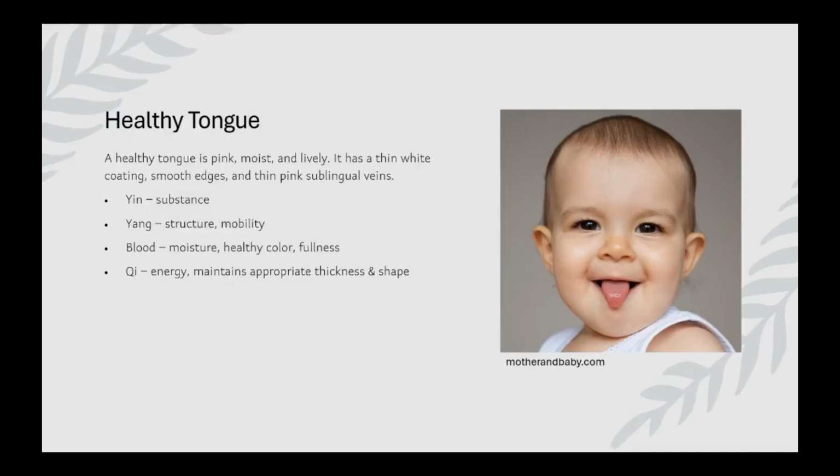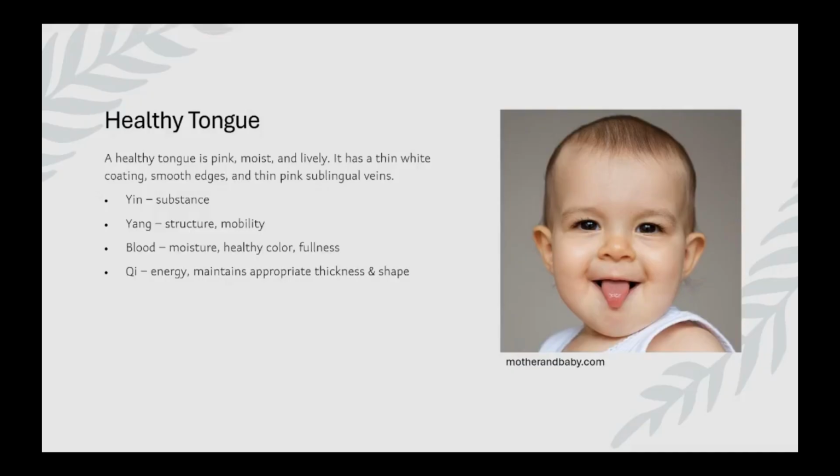what's referred to as the coating, as well as the underside of the tongue and the veins under the tongue. So typically a healthy tongue is kind of pink in color. It's moist, neither dry nor wet, and lively without being out of control or stiff. It has a liveliness to it. It's not just flopping out of the mouth, and it's somewhat in the person's control.